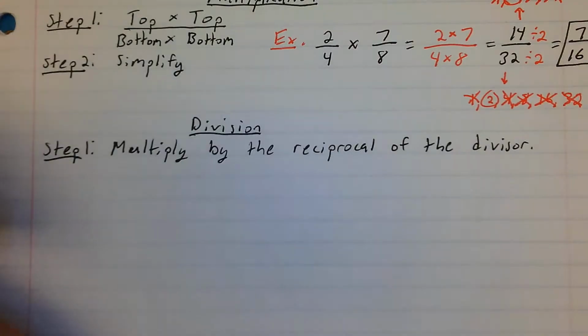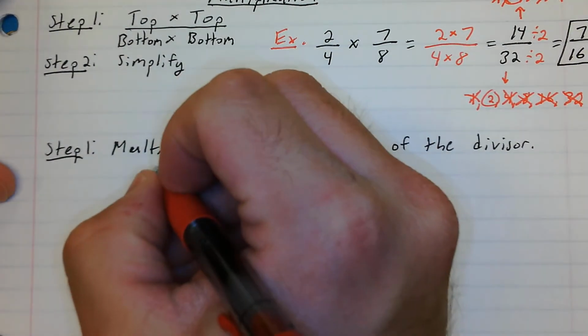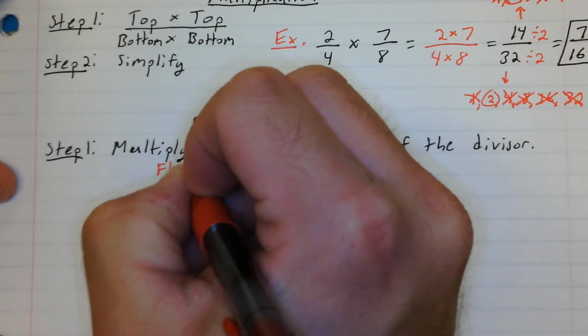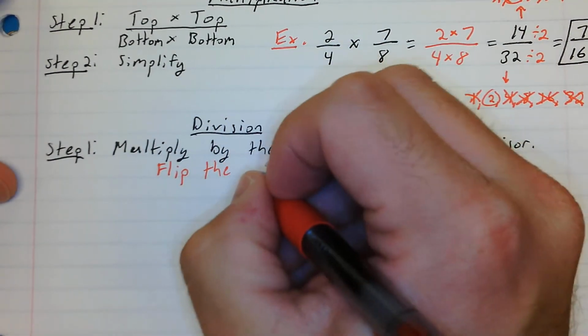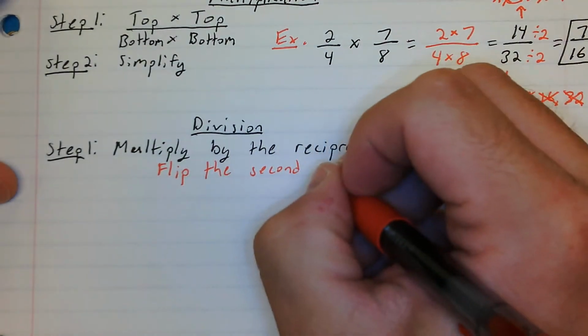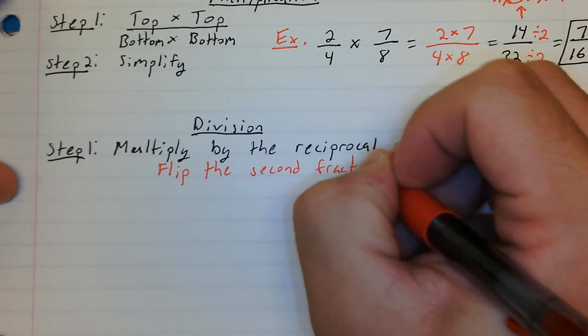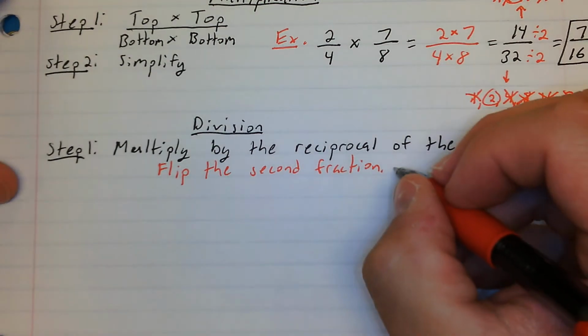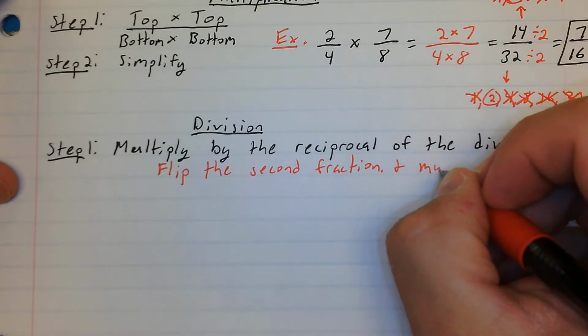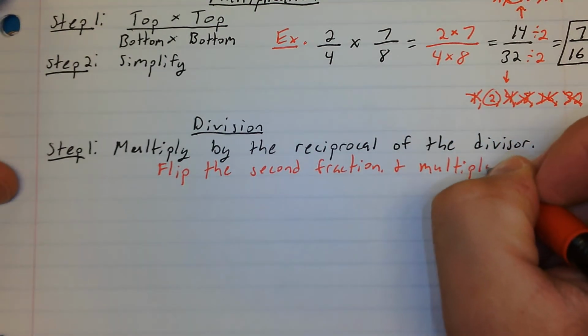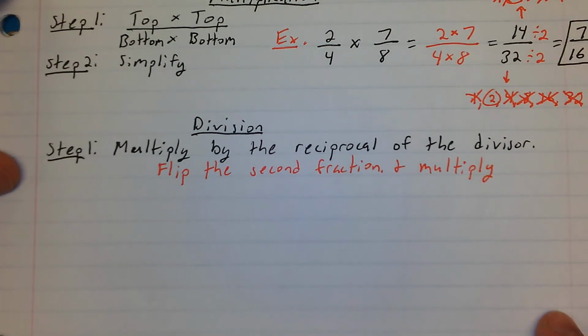So for example, just simplifying this, what this really means is flip the second fraction and multiply. Flip the second fraction and multiply.